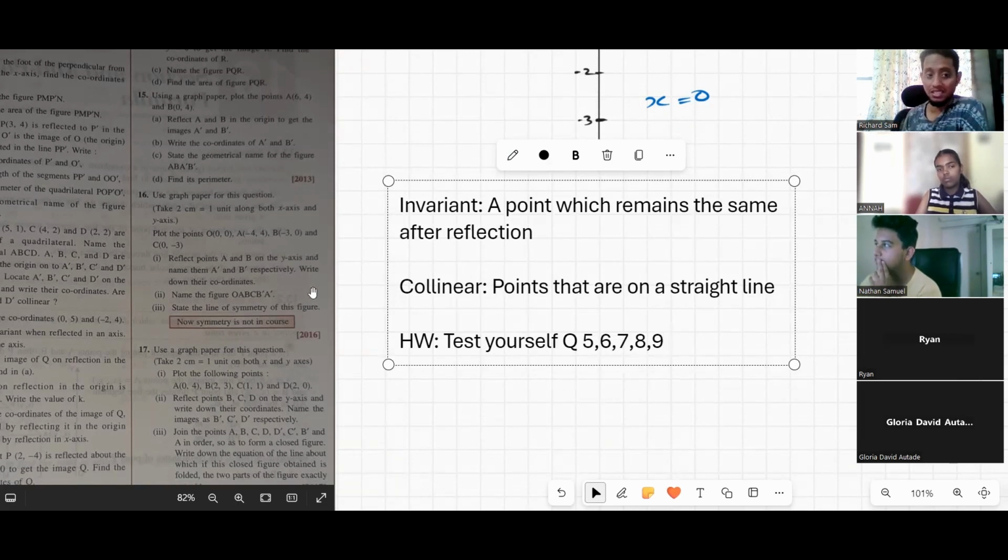All right, we're done with maths. I hope this chapter is clear.